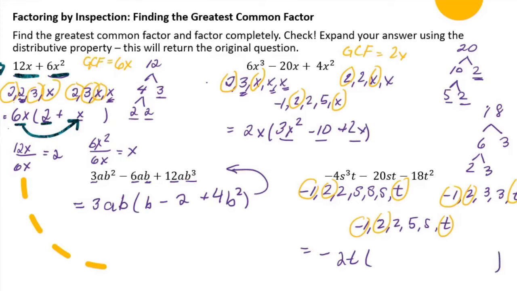And what are the 3 terms remaining? Well, I've got 2 times s times s times s. So that's 2s cubed. Again, that's what I get when I take negative 4s cubed t divided by negative 2t. For the second term, I've got positive 10s and then positive 9t. They have nothing else in common, some even numbers, an odd number, some s's, a single t, and we're done.